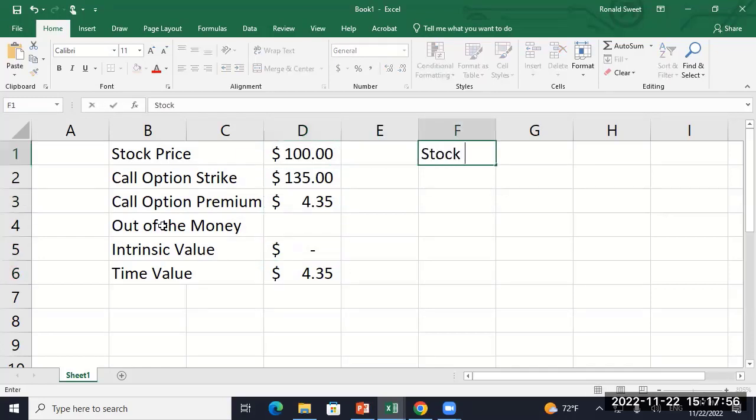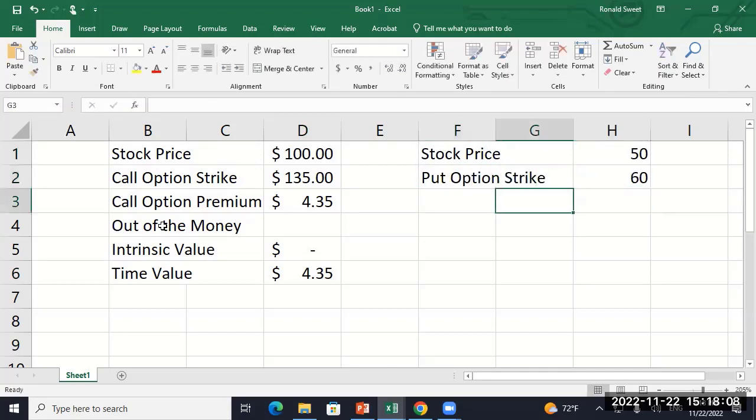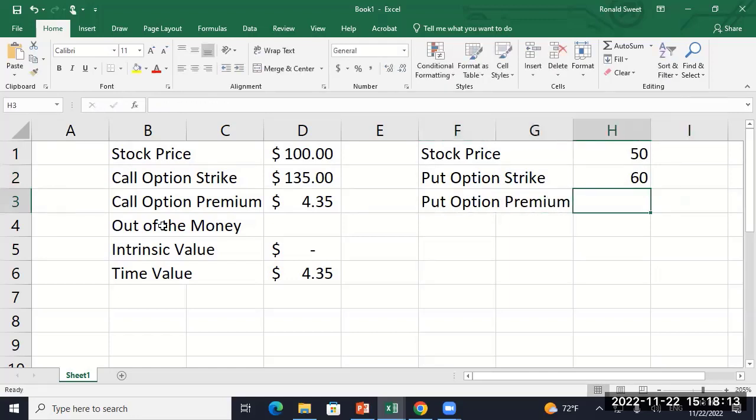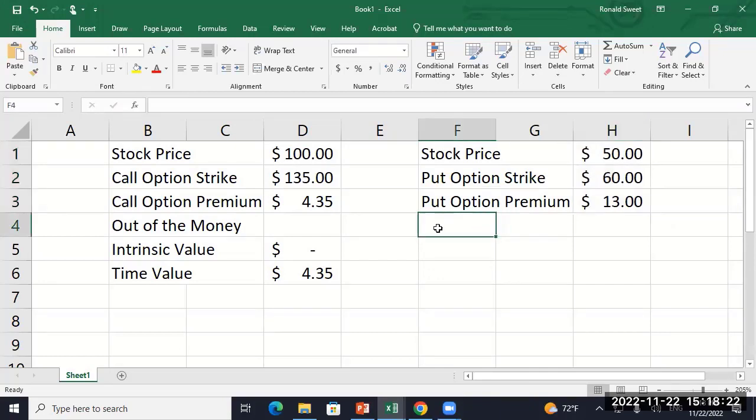All right. Let's do stock price is 50. Put option strike is 60. Put option premium is 13. So is this out of the money or in the money? In the money. Say it boldly.